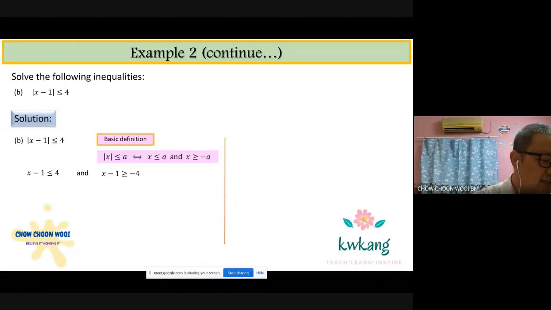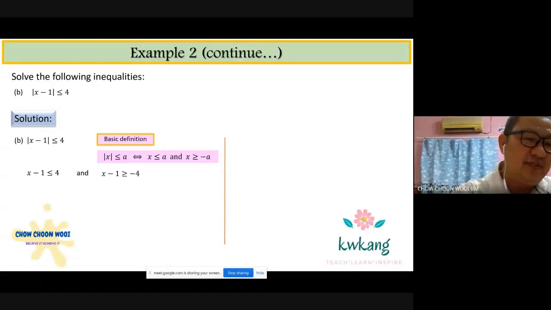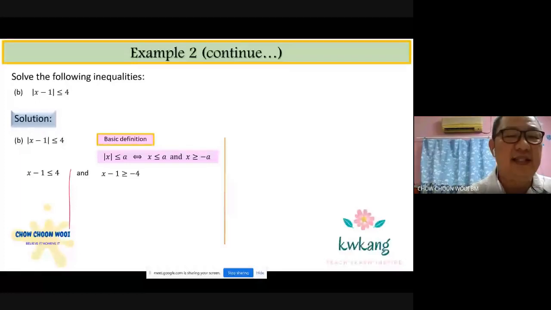You need to know both methods, because for some of the questions you can solve it directly, I tell you. Okay, so for this one, x minus 1 is less than or equals to 4. So we solve it: x is less than or equals to 5. This is the solution for this part. We can solve it directly as this is a linear inequality.